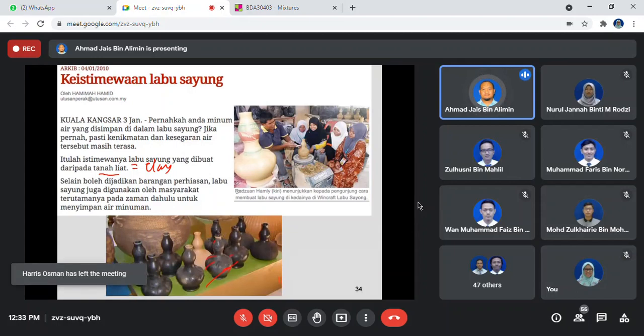So if you have the opportunity to use one of these and try to check the temperature inside the labu sayong, you will know that the temperature inside this container will always be much lower than the temperature of the surroundings. Why? Because it implements the concept of evaporative cooling.